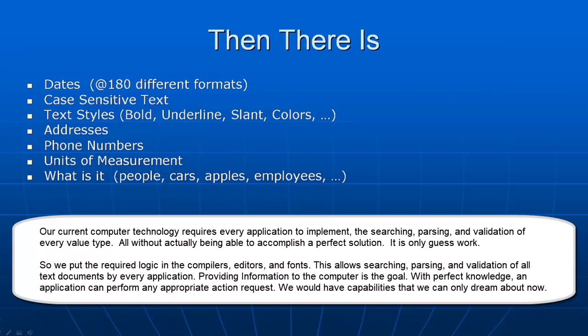And what is it? Is it a person? Is it 12 people or 12 cars or 12 apples or 12 employees? It would be nice to be able to search and parse these kinds of information. And qualifiers, what's the range of this number? You said it's a number, and it would be nice to know what its purpose is and its classification. So this is used as an index. This is somebody's age or whatever the value represents. We want all this information available within the editor.